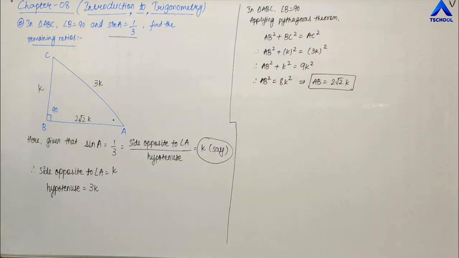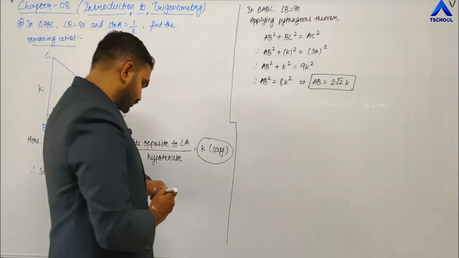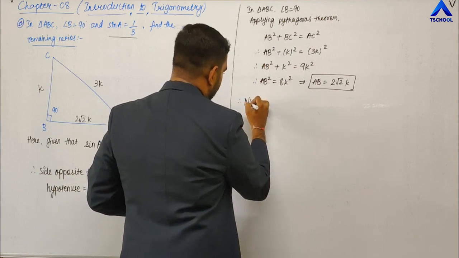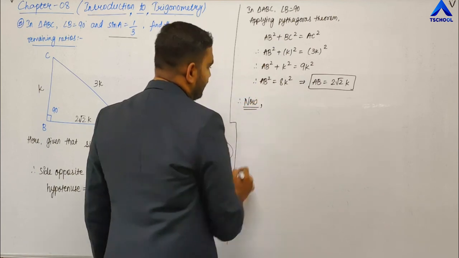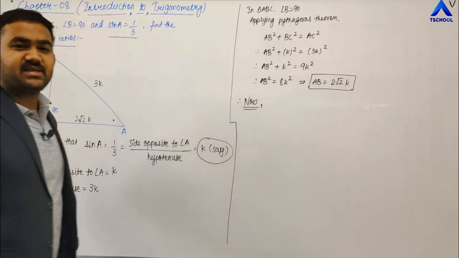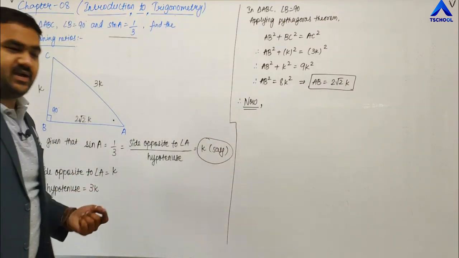So now you can directly apply the ratios. We have the ratios, right? And these can be directly applied as we have seen here. So the very first ratio is sine A. Friends, sine A is already given, so there is no need to find the ratio for sine, right? So we will start with the remaining ratios. The second ratio is cosine of angle A.